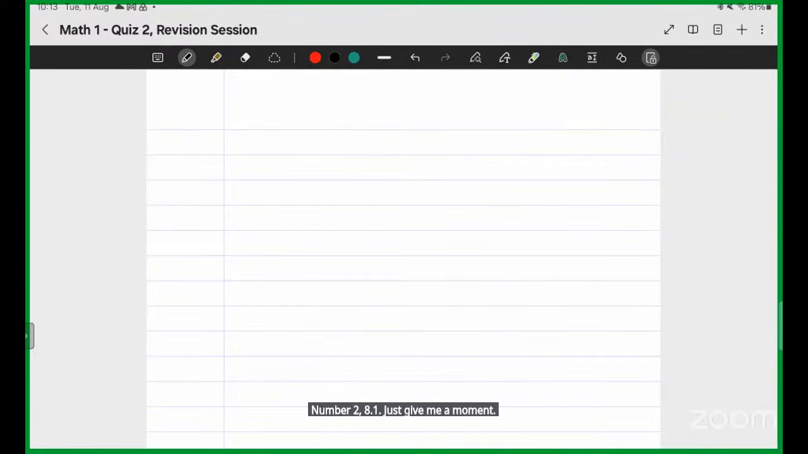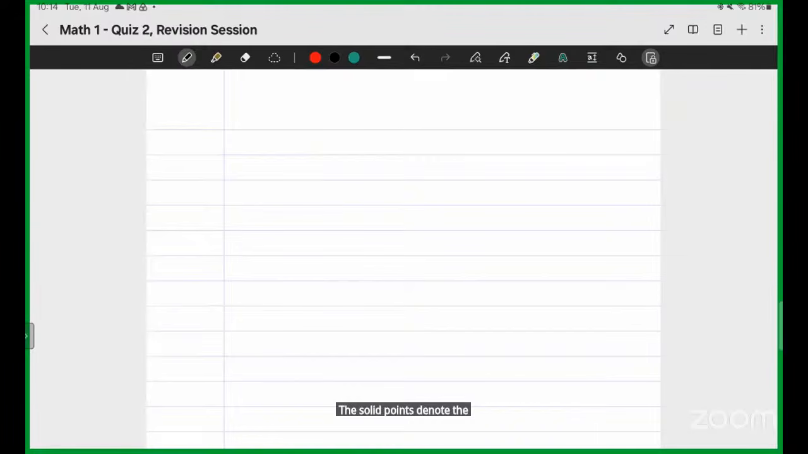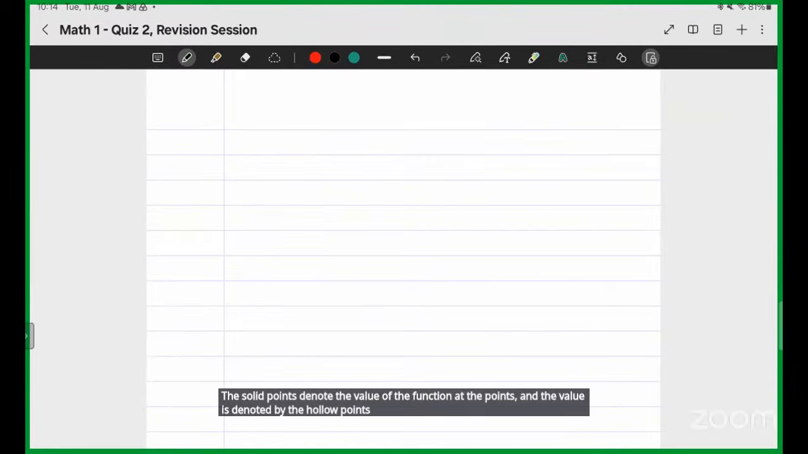In that, how to find the limits, sir? I mean, left-hand limit and right-hand limit. Here, we cannot fix the value, no, sir. That's what I asked the same doubt before. The solid points denote the value of the function at the points, and the values denoted by the hollow points are not taken by the functions. What is the question?